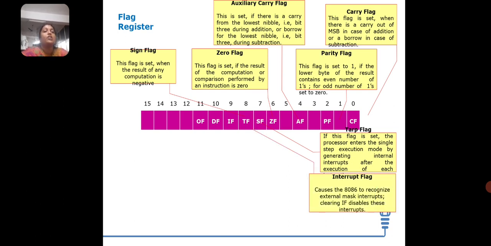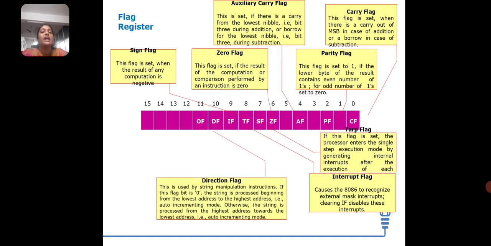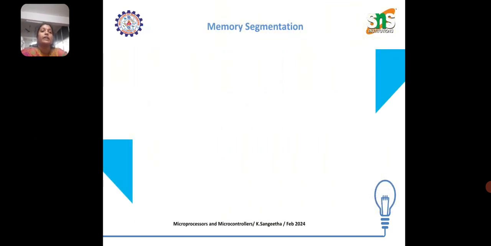The interrupt flag causes the processor to recognize external maskable interrupts. Clearing IF disables these interrupts. The last one is the direction flag, which is used by string manipulation. So this is the operation of the flags.